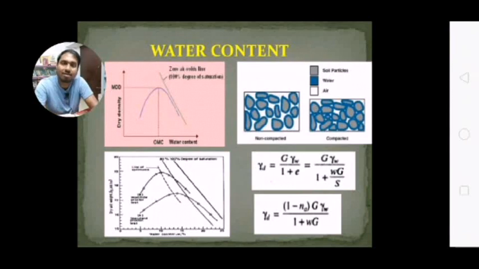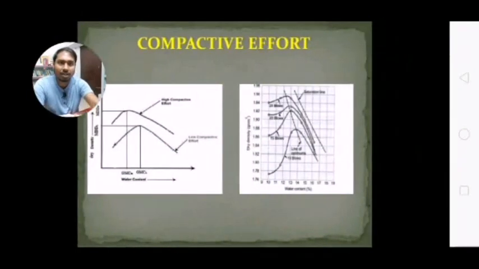While we perform the test in our laboratory, we use this formula to find the dry density. The dry density gamma d is equal to G gamma W divided by 1 plus e. Here e is the void ratio, gamma W is the unit weight of water, and G is the specific gravity of the soil. So if you know these parameters of any soil, we can easily find the dry density of that soil.